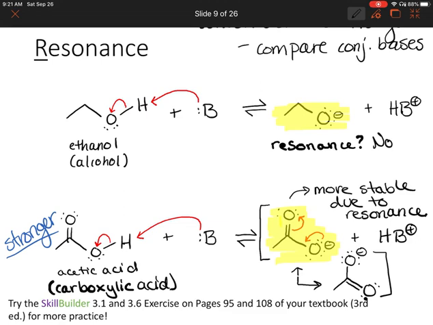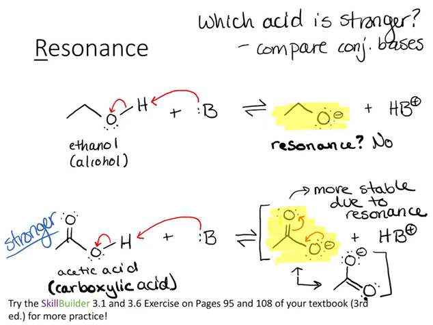Okay, so if you want more practice with resonance and determining acid strength based on resonance of the conjugate bases, I recommend trying Skill Builder 3.1 and 3.6 on pages 95 and 108. So actually, Skill Builder 3.1 shows arrow pushing in acid-base reactions, and then exercise 3.6 goes over resonance.